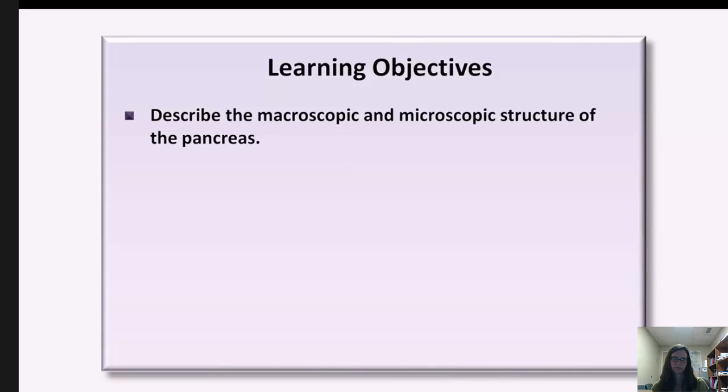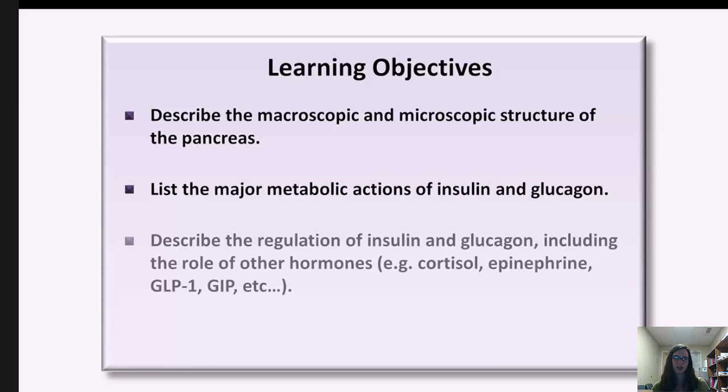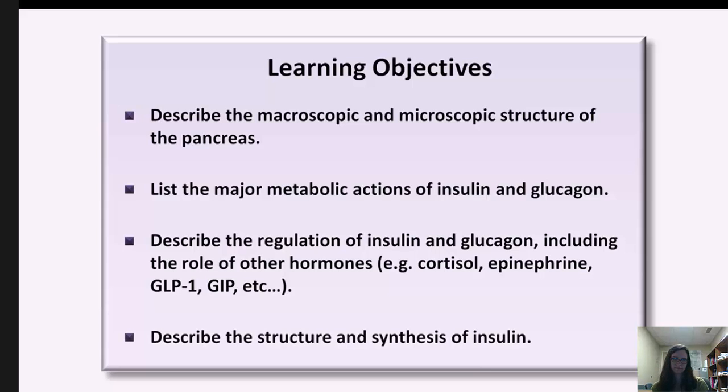By the end of this video, you'll be able to describe the macroscopic and microscopic structure of the pancreas. You'll be able to list the major metabolic actions of insulin and glucagon. You'll be able to describe the regulation of insulin and glucagon, including the role of other hormones, for example cortisol, epinephrine, GLP-1, and GIP, among others. And last, you'll be able to describe the structure and synthesis of insulin.